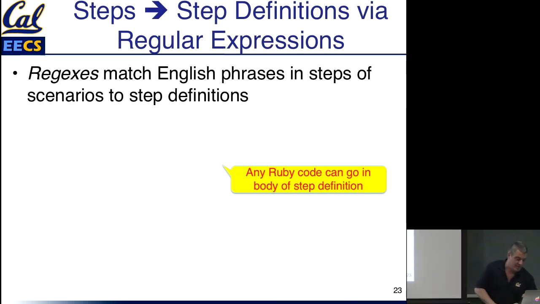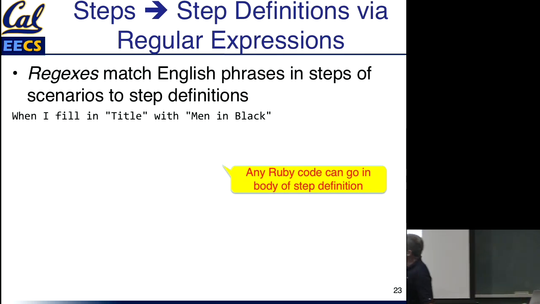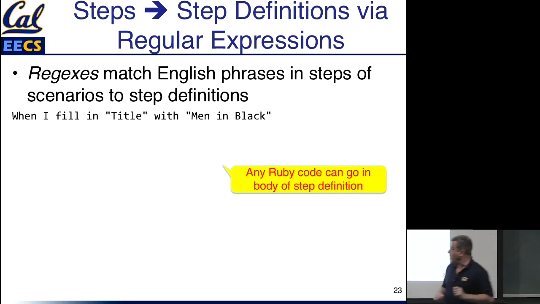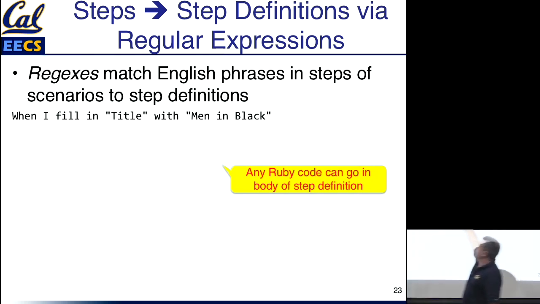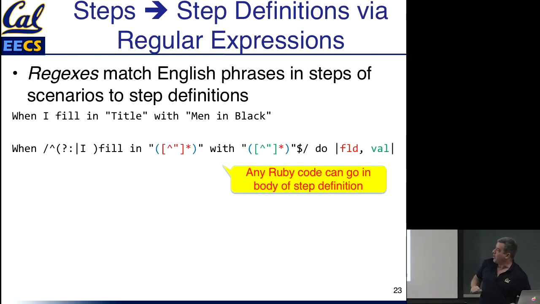But basically, what happens is when Cucumber is running a test and it sees a line like this one, like I picked one of the lines from my simple example, I fill in title with Men in Black, it will look through a bunch of files in my project that contain step definitions, and it will look for some regular expression that could possibly match that. Here's an example of such a regular expression.